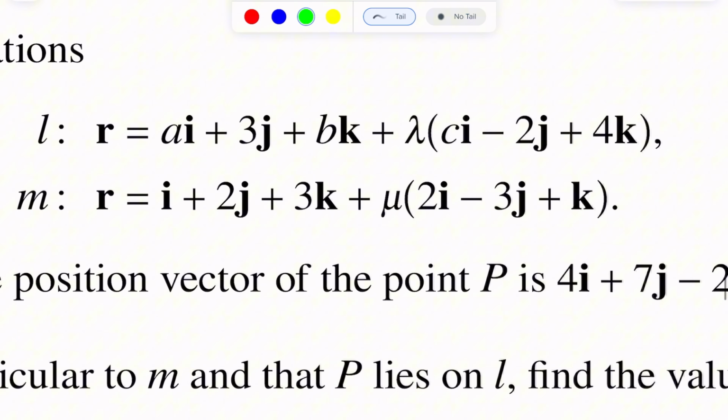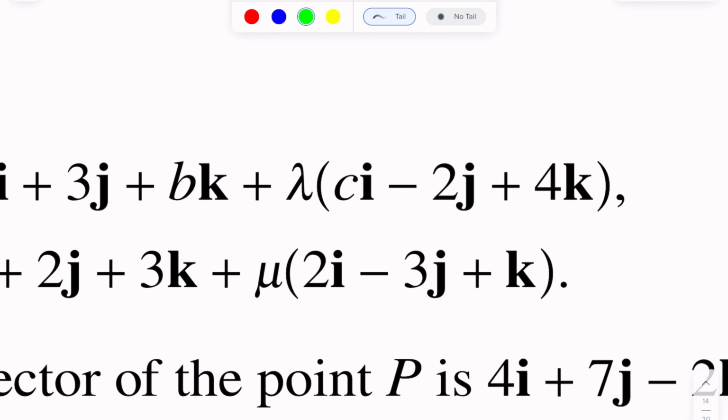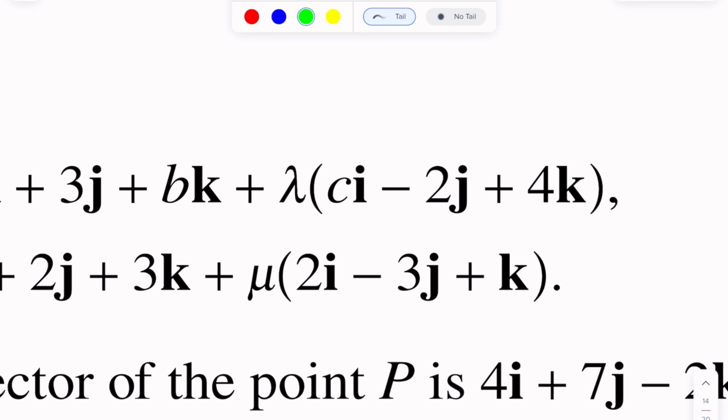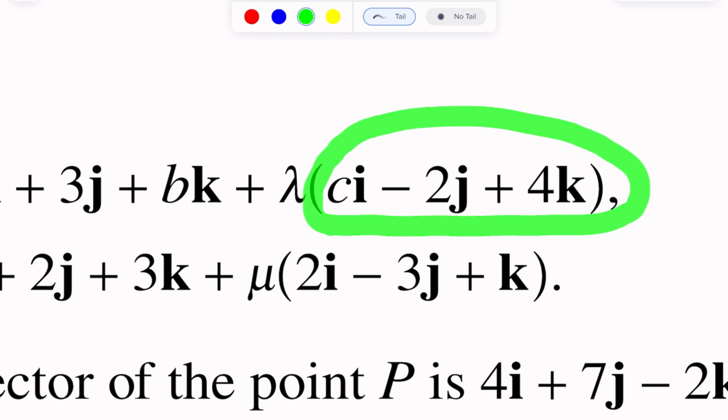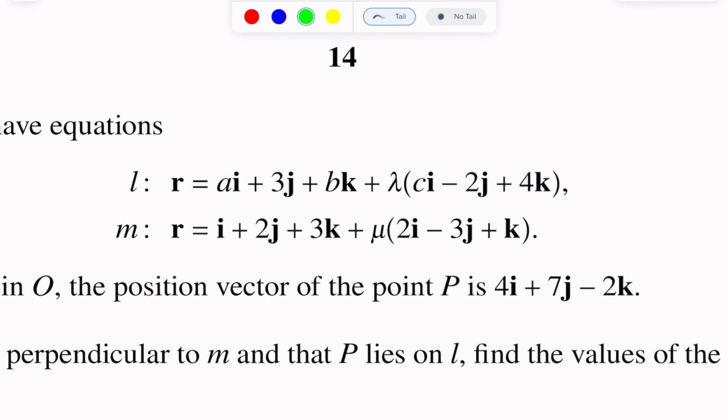In this vector equation, this point is the fixed point, and the vector that is in front of this λ, where λ is any scalar quantity, is the direction vector. This vector is the direction vector of line L, and this vector is the direction vector of line M.